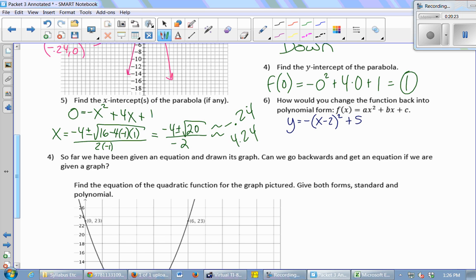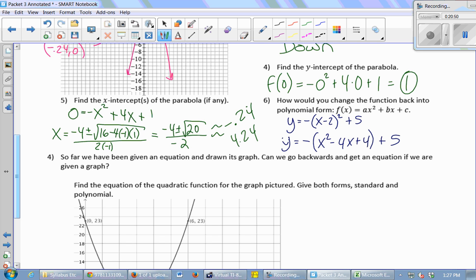So according to the order of operations, what's the first thing I should do here? Right, I should deal with the parentheses first. I can't actually do x minus 2 because they're not like terms. So the next thing would be the exponent. So this is going to be y equals negative x squared minus 4x plus 4. That's what you get when you square x minus 2 plus 5.